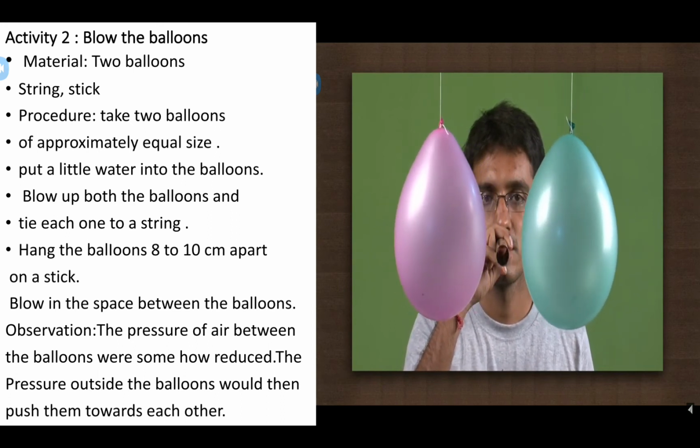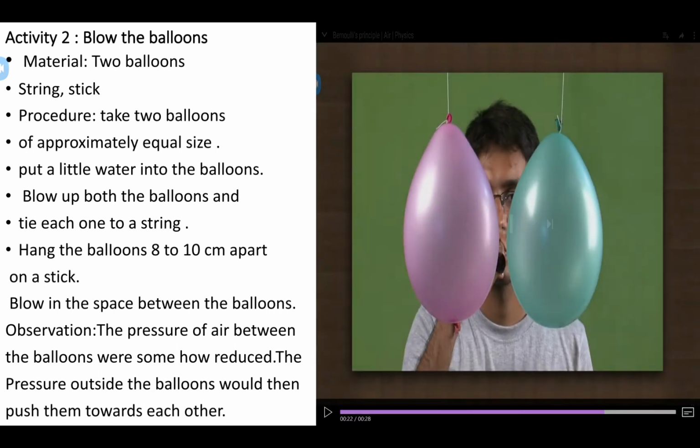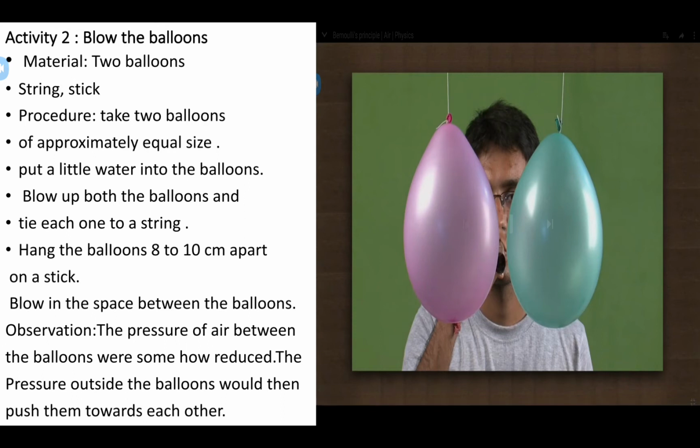But actually when we blow the air between the balloons, you can observe clearly the blowing air is high speed wind accompanied with low pressure. So this decreases the pressure, and the air around the balloons has high pressure. So that's why the atmospheric air with high pressure pushes the balloons toward each other.